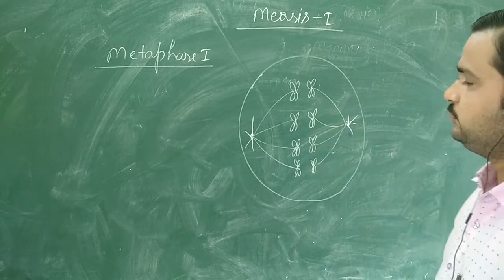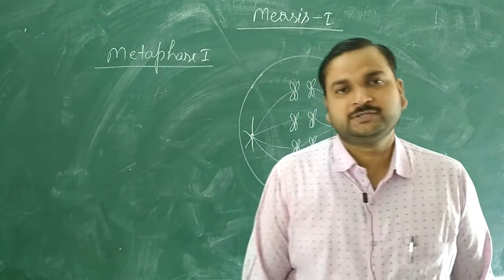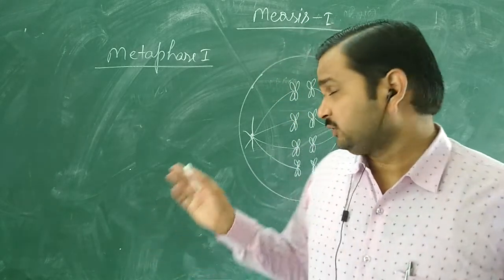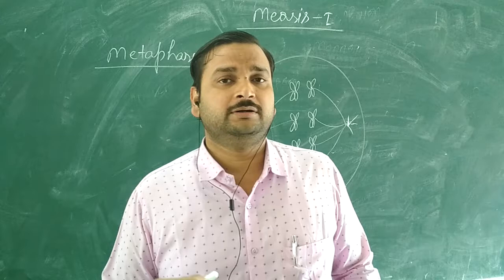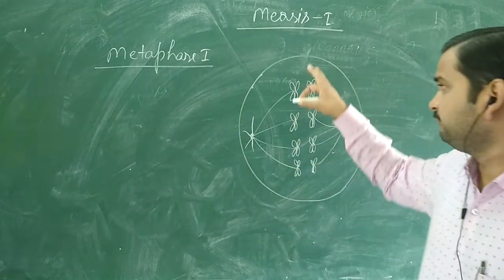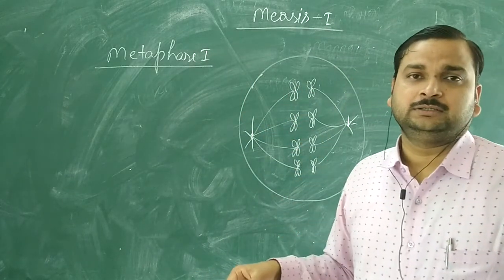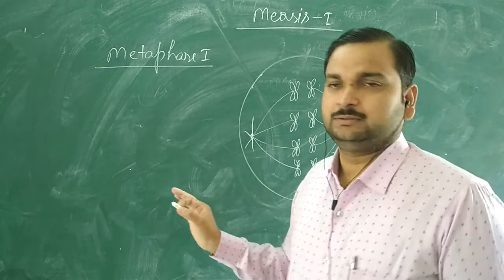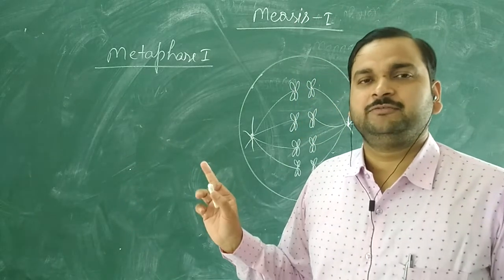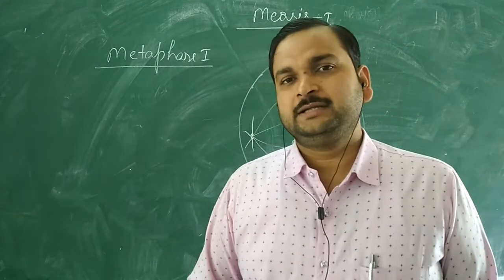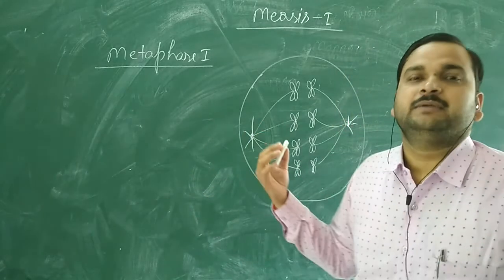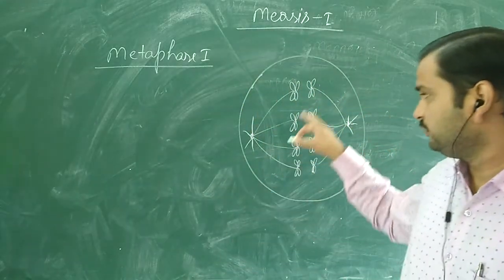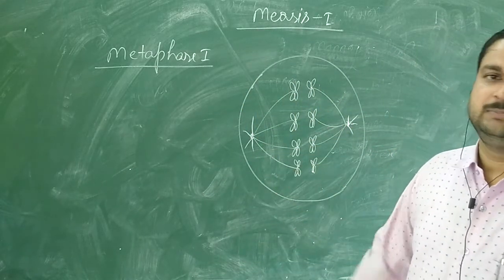So what will you say is the characteristic event of the metaphase first? All the homologous chromosomes, don't simply say the chromosomes, because here the chromosomes are present in the form of homologous pairs. That's why you will say all the homologous pairs will align at the equator of the cell to form the equatorial plate. This is the only difference: in the case of metaphase, all the chromosomes align at the equator of the cell, but here in the metaphase first of the meiosis first, all the homologous pairs will align at the equator of the cell to form the equatorial plate.